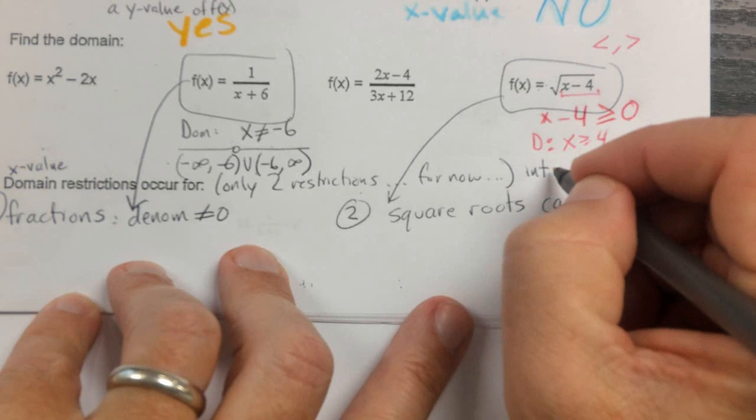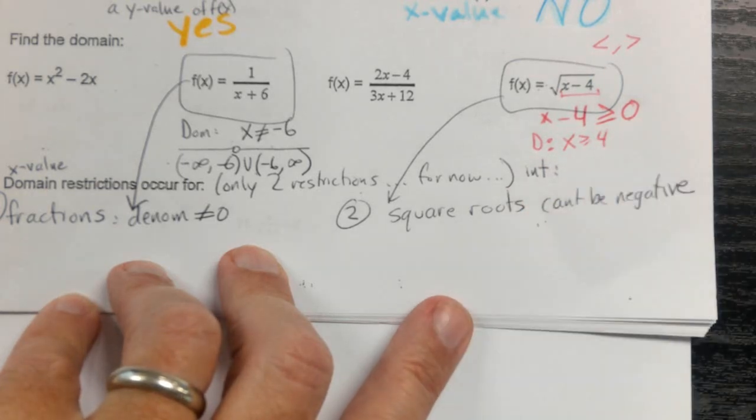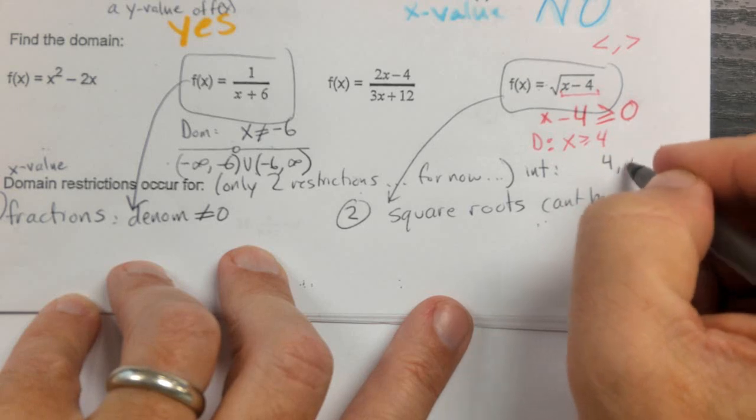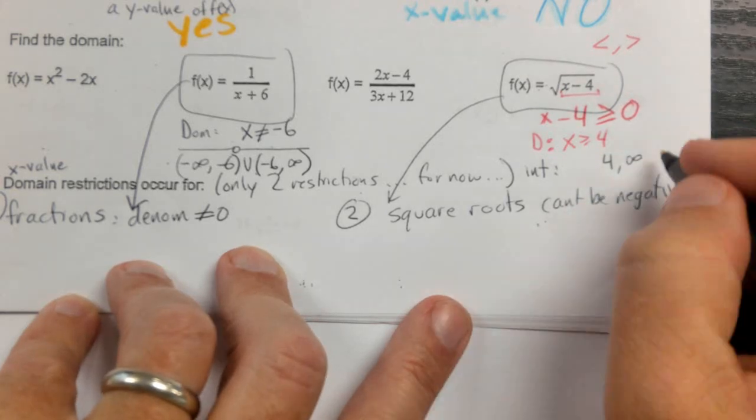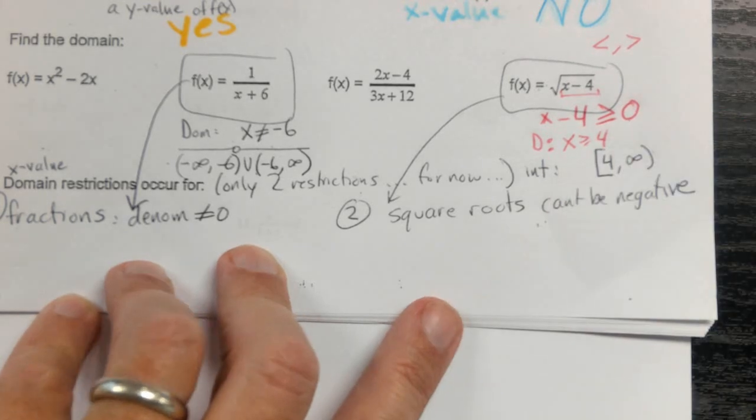And again, the interval way to write that. Let's see, so greater than or equal to 4, that means starting at 4 and going to infinity. We can't include infinity, but we do want to include the 4.